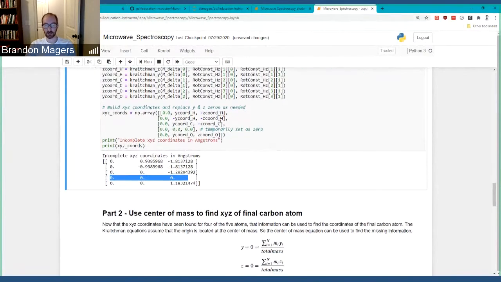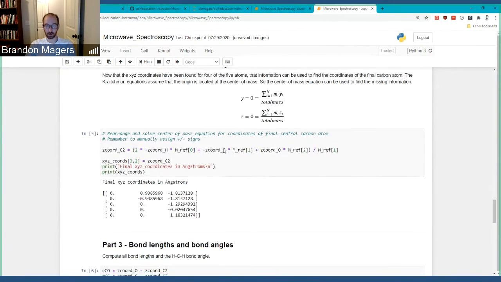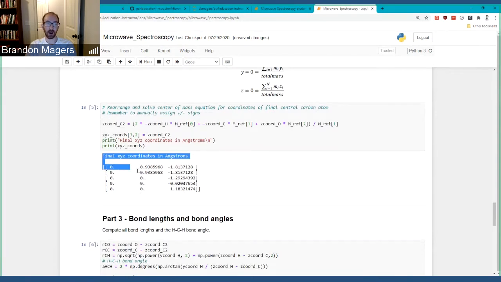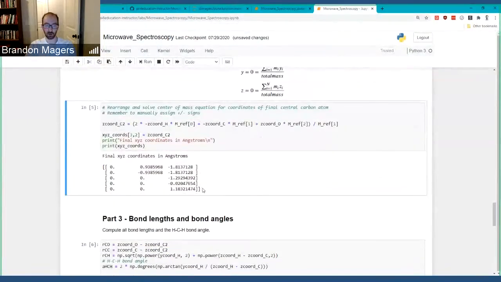So we need to use the center of mass equation to get the last Cartesian XYZ coordinates of the last atom. There was an assumption that the center of mass is at the origin. With a little bit of rearrangement of the center of mass equation, we finally get our final XYZ coordinates in angstroms, which is nice. Maybe there's a place here to actually visualize this, but at this point it's just an array.